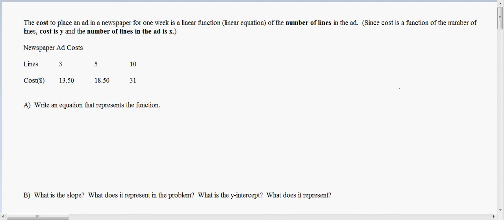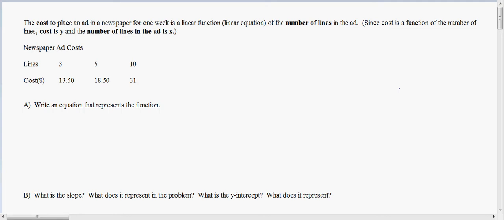Alright, we're going to take a look at a word problem here that you may see on a test coming up soon. It says the cost to place an ad in a newspaper for 1 week is a linear function of the number of lines in the ad. When I say linear function, we can think of that as the same thing as a linear equation. Since the cost is a function of the number of lines, the cost is y and the number of lines in the ad is x.